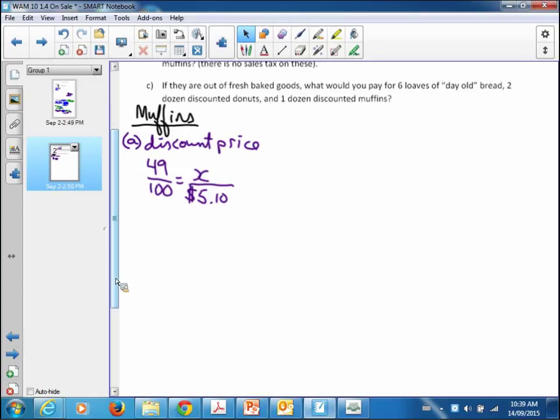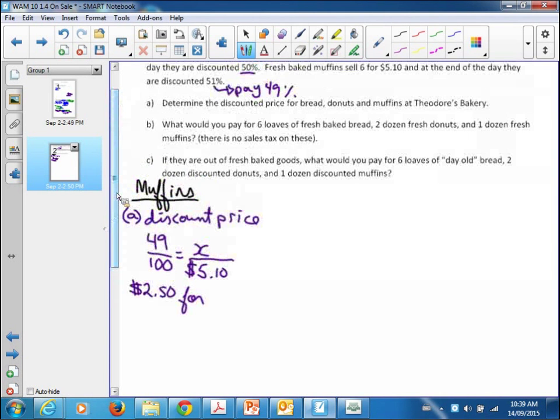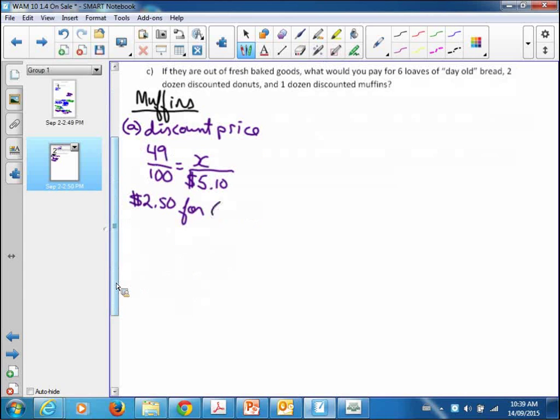$2.50. So the discounted price, I'll write this down. $2.50 for, and that's for, isn't it 6? 6 old muffins. Use some words so you know which one this is, right? So that's the discount price.